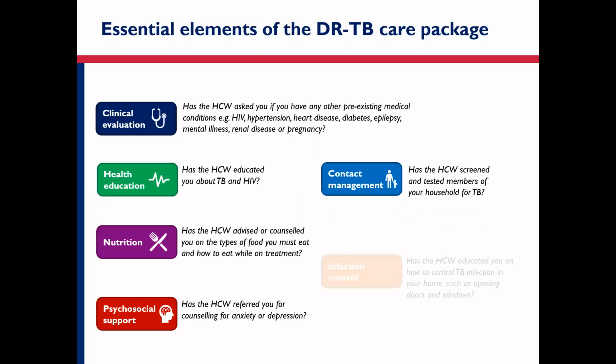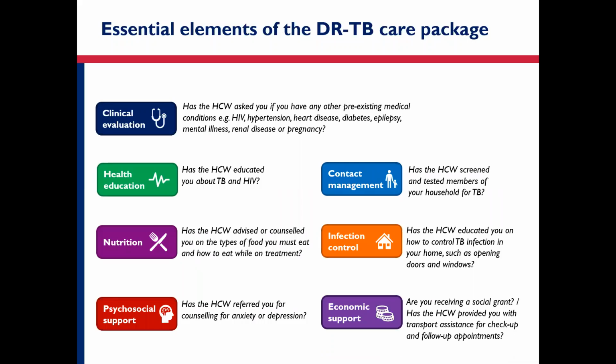So as part of our essential elements, we elected to have 7 of them, and they focused on patient and family education, monitoring of side effects, monitoring of mental health, nutritional support, psychosocial support, protection from stigma and social isolation, as well as economic assistance through social grants.